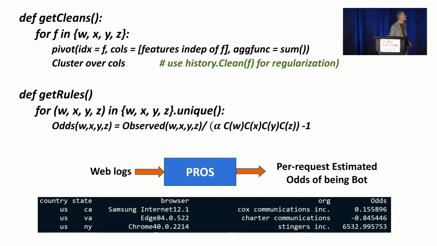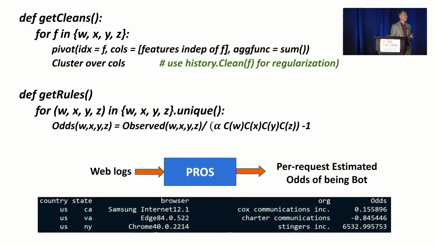Written in pseudocode, it goes something like this. This first routine here, get cleans, is to find the clean distributions, and it just loops over all of the features that you're interested in. Suppose I have a set of features, W, X, Y, Z, whatever. I loop for F in every one of those features. Form a pivot table for F, where F is the index, and the columns are all the bins of all the features that are statistically independent of F.